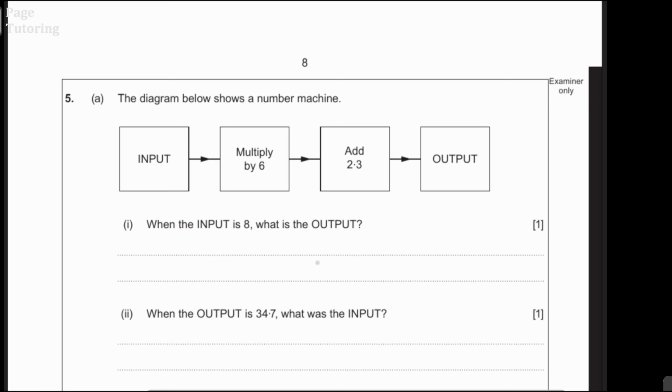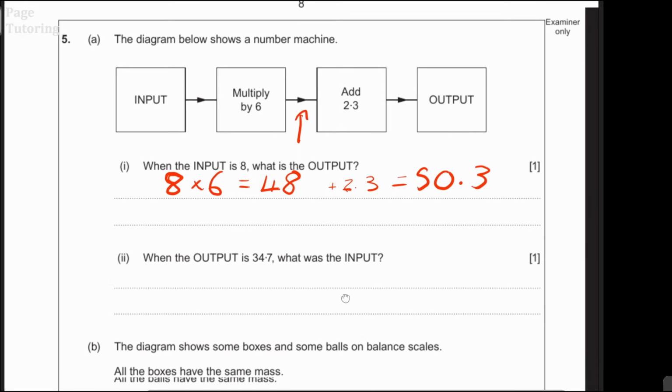So it's got a bit of writing space here. You could just plug it into your calculator, but sometimes it's good to just write it out to make sure you don't make mistakes. So you've got 8, you're going to times by 6, and we know off the top of our head it's 48. If you didn't know that, then you can always just use your calculator. At this stage, we're going to add 2.3. So that gets us to 50.3.